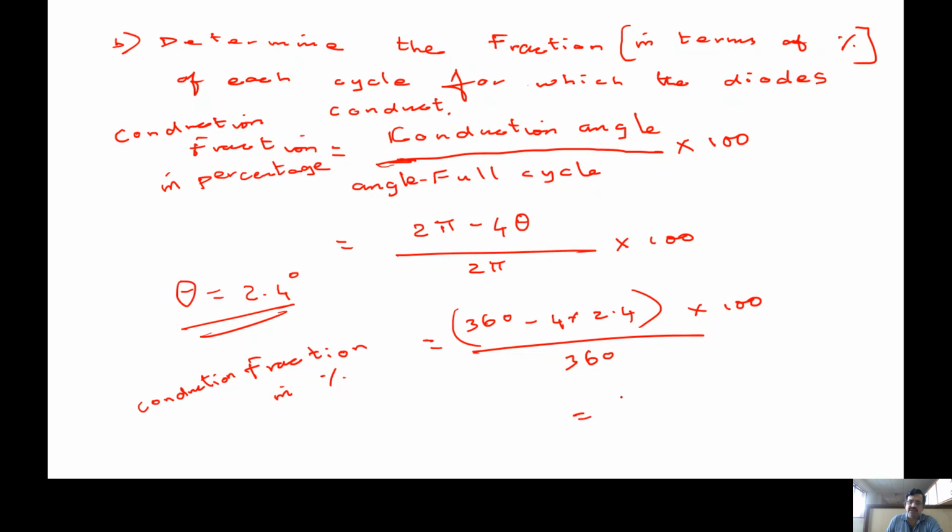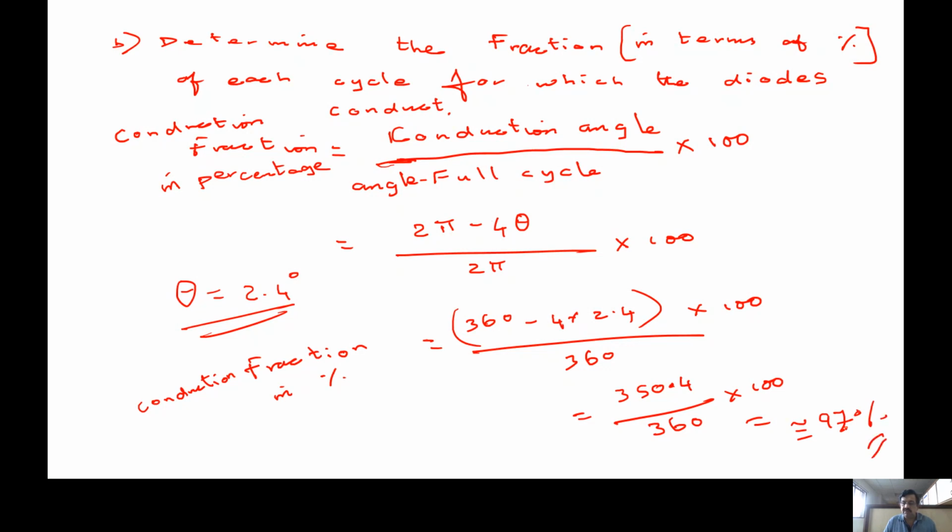You substitute here, you will get roughly about 360 minus 9.6, that will be 350.4 divided by 360 into 100. So if you look at this number, you will get roughly about 90. I have done this problem, so let me see my answer. So I will get roughly about 97%, some number will come, 97%.